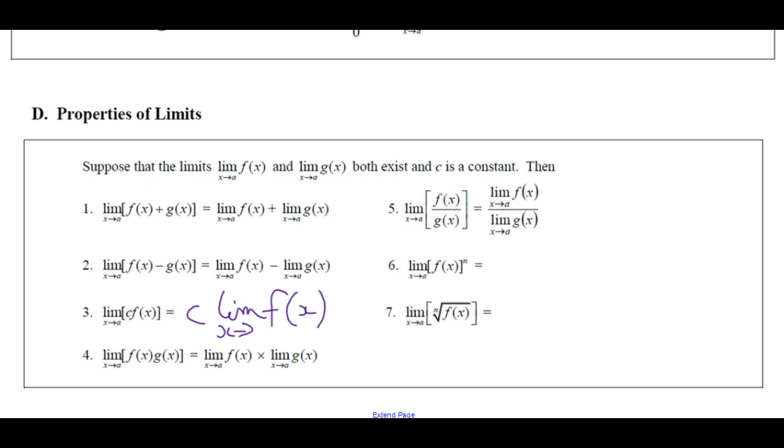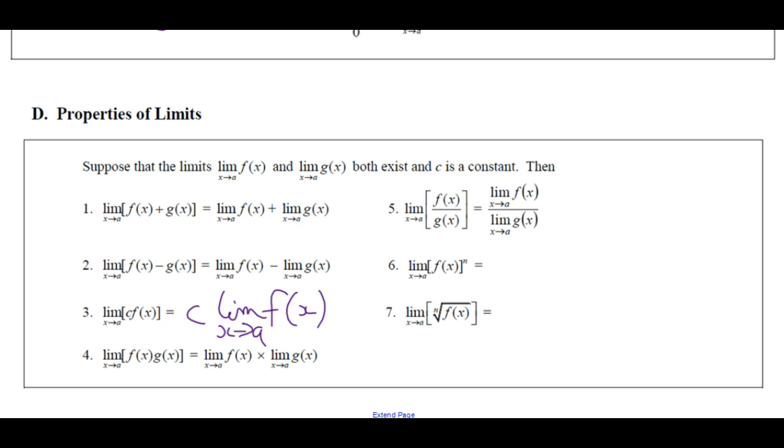If you have the limit of a constant times a function, you can just pull the constant out front and take the constant times the limit. Okay, so that works. The limit of a product of two functions is equal to the product of the limits. The limit of the quotient of two functions is equal to the quotient of the limits.